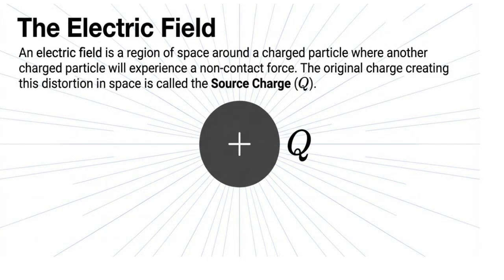It's the area around a charged particle where another charged particle feels a force without touching it. The charge that creates this effect is called the source charge, labeled as Q. This source charge changes the space around it, creating what we call an electric field, which influences other charges nearby.